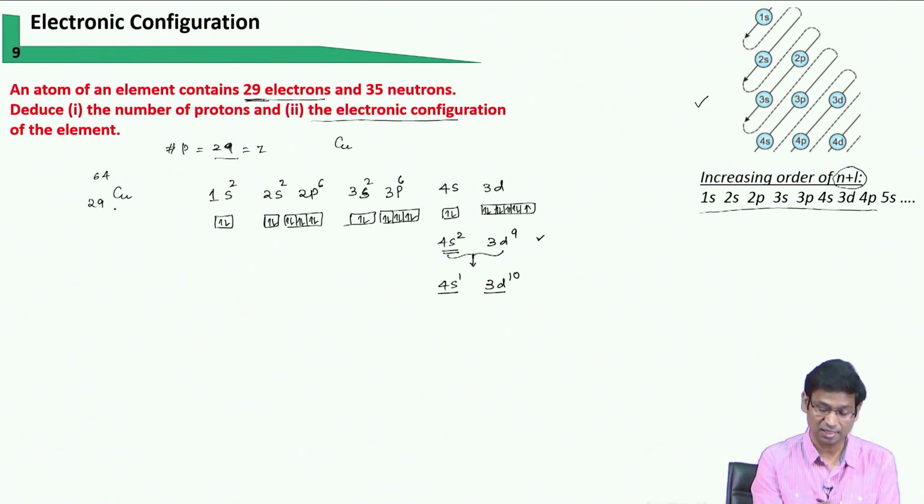So therefore with 29 electrons you have 4s1 3d10 electronic configuration at the valence, and then you have these core orbitals which are given here. So this is the electronic configuration of this element.